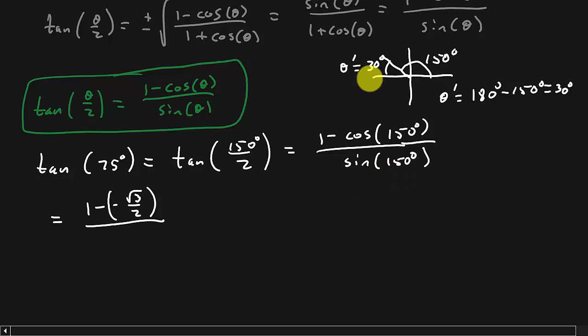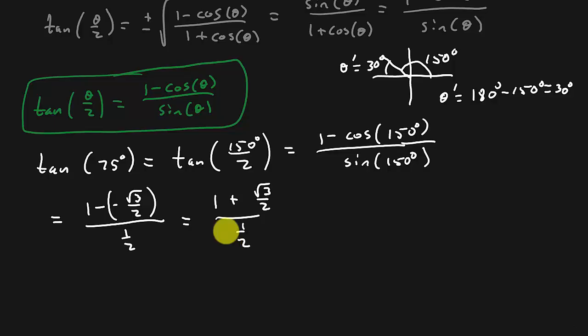What's the sine of 150? Well, the sine of 30 is 1/2, right? We are in the second quadrant, and sine is positive. All right, so we've got 1 plus square root of 3 over 2 over 1/2.